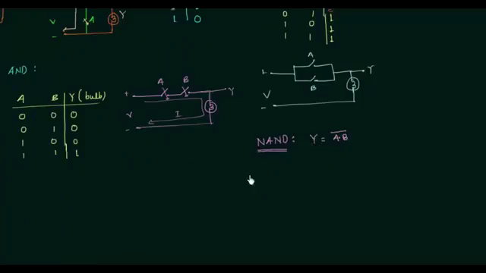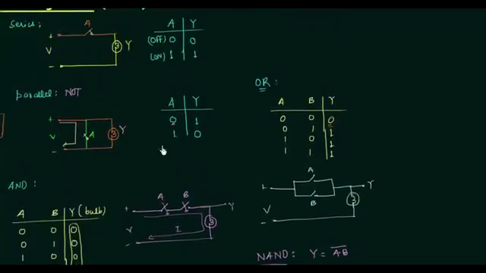So the truth table will look something like this. Y equals A and B complement: 0 0 0 1 1 0 1 1. We have to just take the complement of these outputs from the AND gate. So we will have 1 1 1 0.